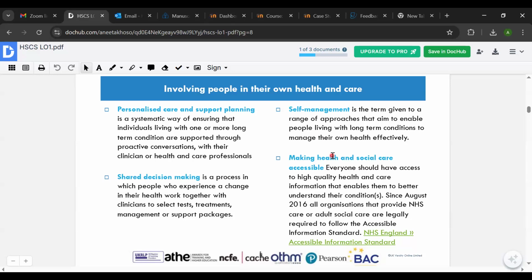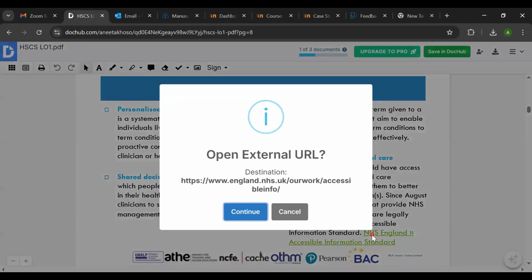And then making health and social care accessible. So everyone should have access to high quality health and care information, and this enables them to better understand their conditions. Since August 2016, all the organizations that provide NHS care or adult social care are legally required to follow the accessible information standard. Just have a look at this.